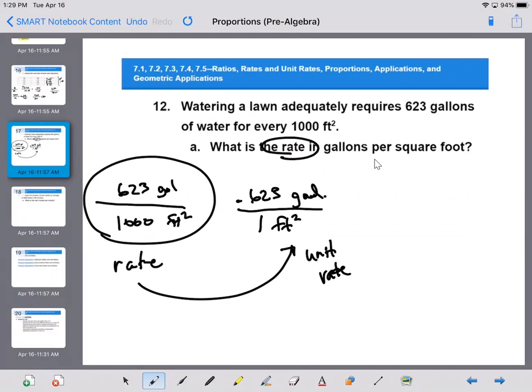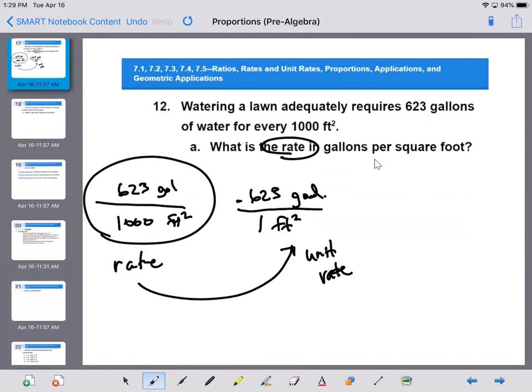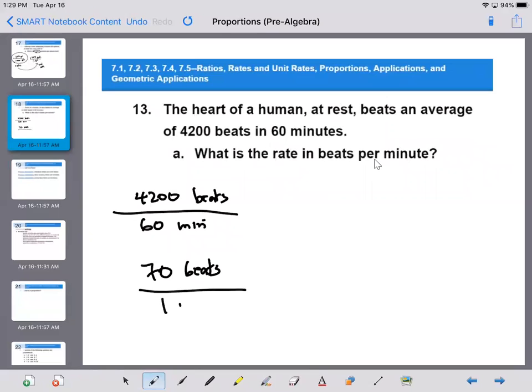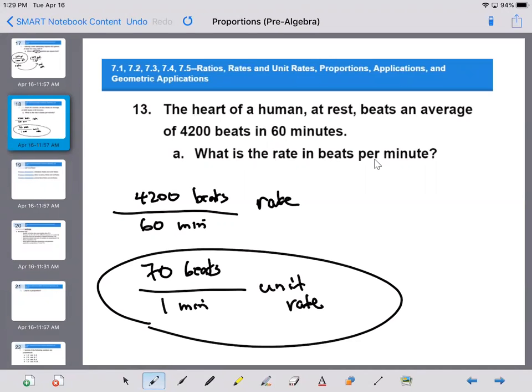A human heart at rest beats an average of 4,200 beats per 60 minutes. So just take 4,200 and divide it by 60, and you're going to see that you get 70 beats per 1 minute. So here's your unit rate. And this one is your rate. It's comparing beats per minute, but this is your special rate because it's down to 1. You're figuring out what it is per 1 minute.